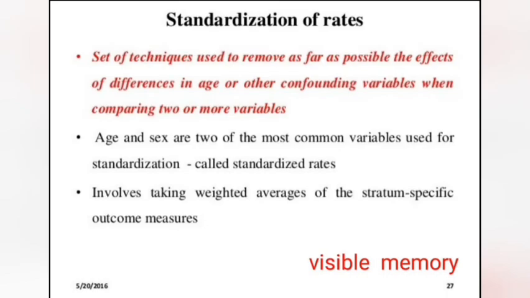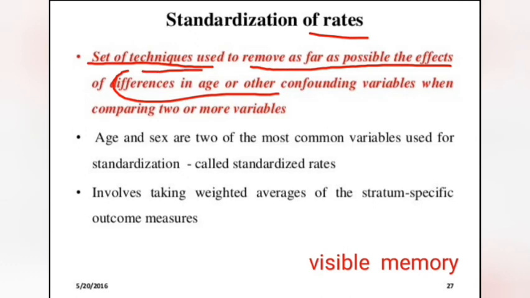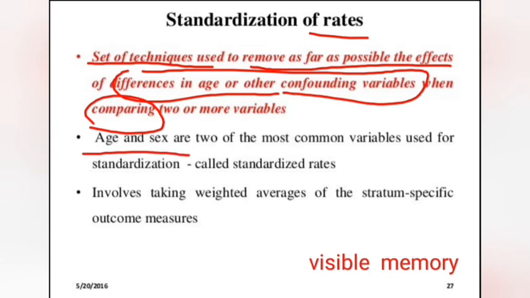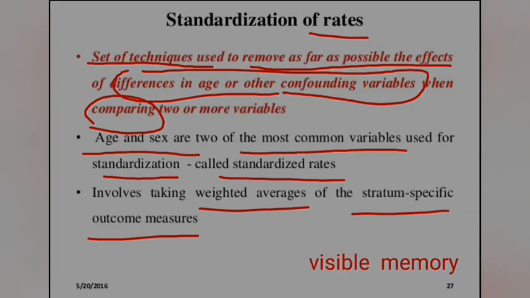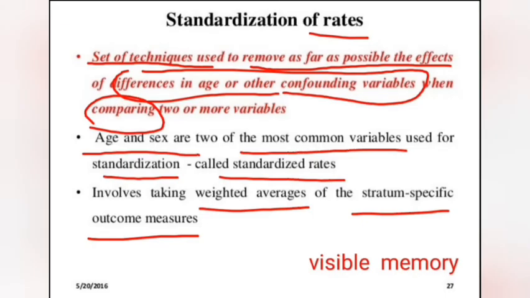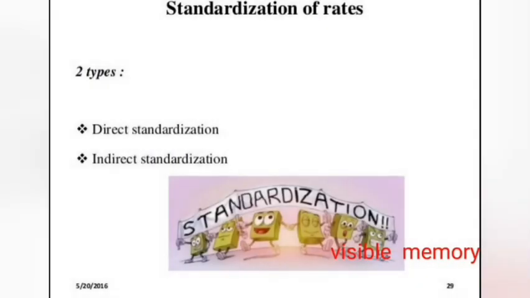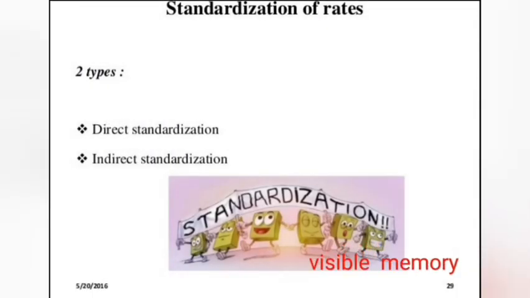So what is standardization of the rate? It is a set of techniques used to remove, as far as possible, the effect of differences in age and other confounding variables when we compare two or more populations. Age and sex are the two most common variables used for standardization, giving a standardized rate. It involves taking the weighted average of the stratum specific outcome measures. Stratum means age specific outcomes, so we will take the weighted average. This would be the standard rate. Standardization of the rate has two types: direct standardization and indirect standardization.